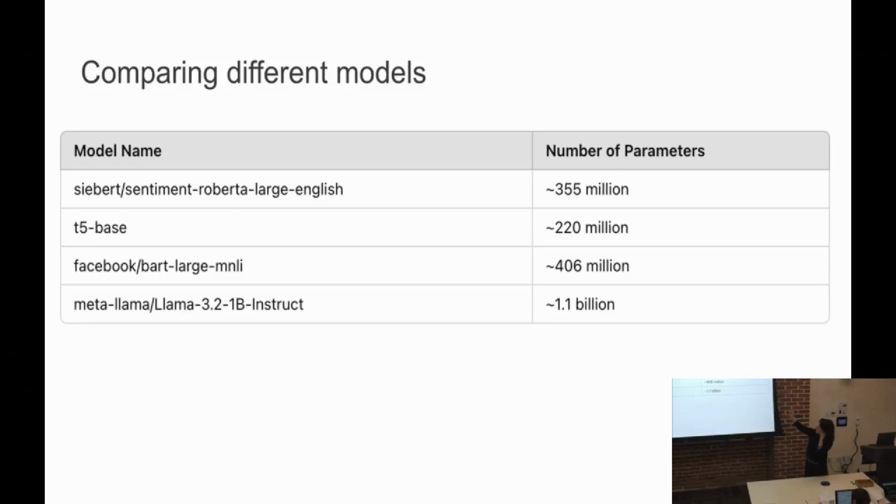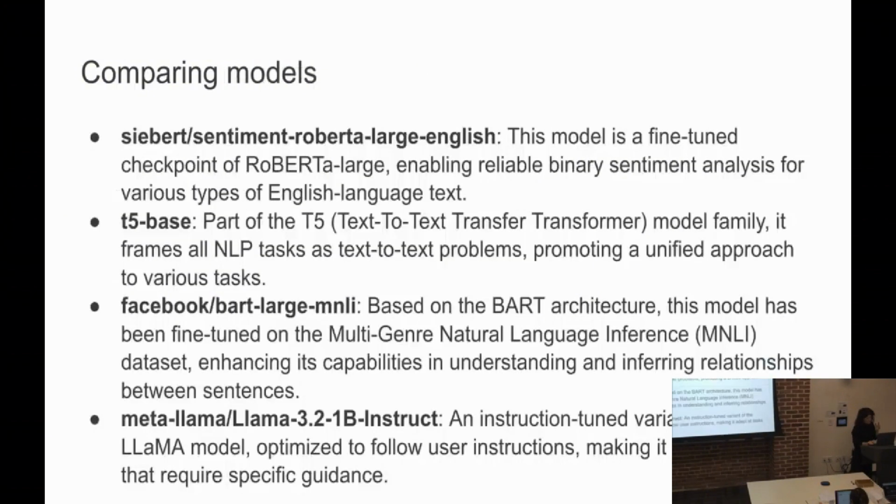And the other ones are a little bit bigger, a little bit smaller, right? So this is some part of it. Another part of it is how are they going to be fine-tuned. I have here a summary. So the first model is Roberta Large with sentiment.